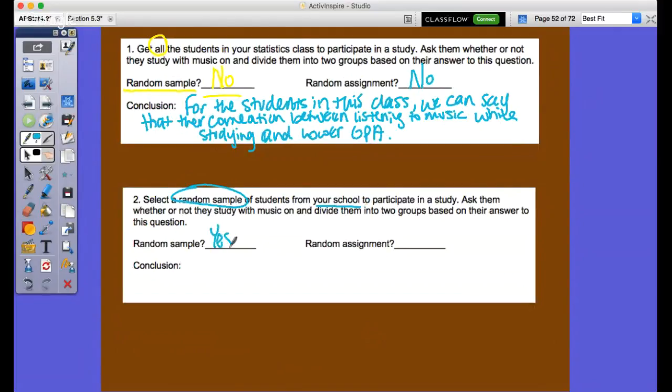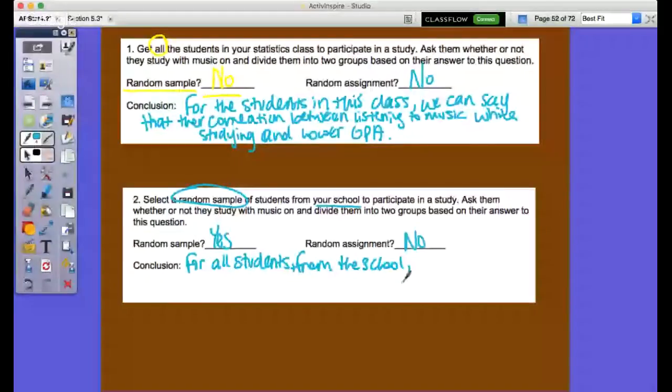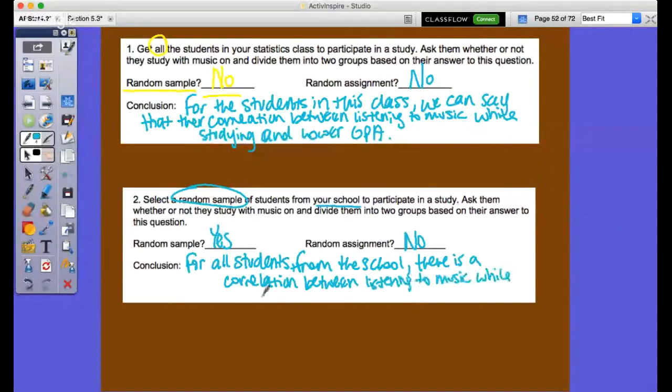Well, the random sample was a yes, but there was no random assignment. I didn't assign anything. So what can we conclude? Well, we can say for all students from the school, that's the population, there's a correlation between listening to music while studying and lower GPA, okay? Excellent.